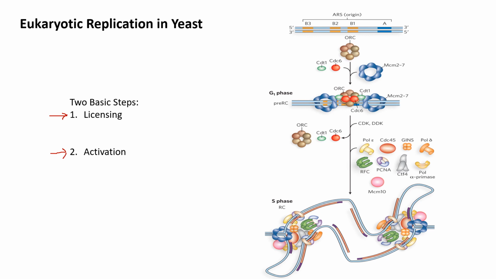Licensing is kind of tagging replication origins so that they're ready for replication to occur when that time comes in the cell cycle. This is the licensing part shown up here in this half of the diagram. And then activation is the transition from that licensed state, saying I can replicate, to turning that replication machinery on at the right spot at the right time. So let's see what's next.